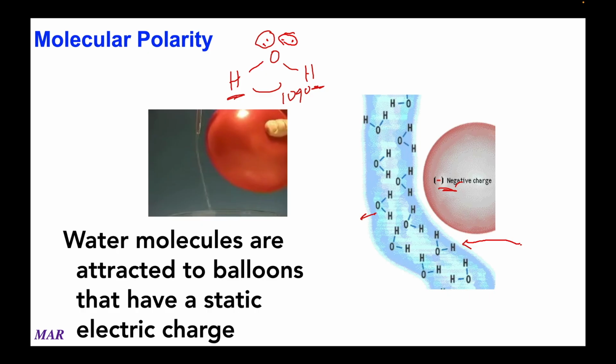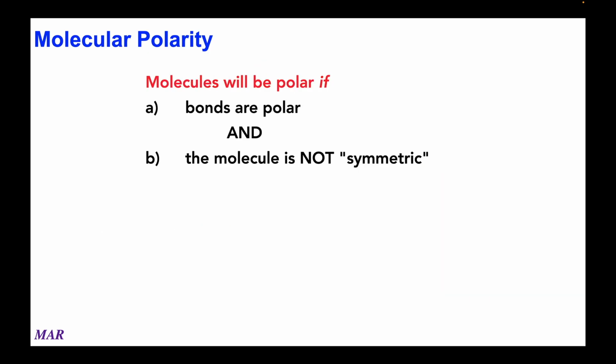The molecule has a slightly negative side, which is the oxygen, and it has a slight positive side, which is the hydrogens. And this is an example of molecular polarity. It's not just a bond polarity, like OH would be a polar bond. The whole molecule has a slightly positive and a slightly negative side. And this is an important consideration when it comes to reactivity. So a molecule will be polar if you have polar bonds, i.e. they're made of different things, and you have to have an asymmetric, or not symmetric, orientation.